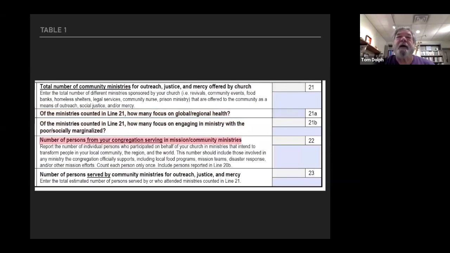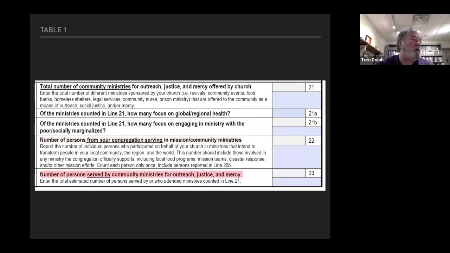So this is the number of people from your church who are participating as leaders or servers in the ministries that you count in line 21. Again, these are unique individuals. If you have 5 mission ministries, and you have a person that attends all 5 of them, you only count that person once.